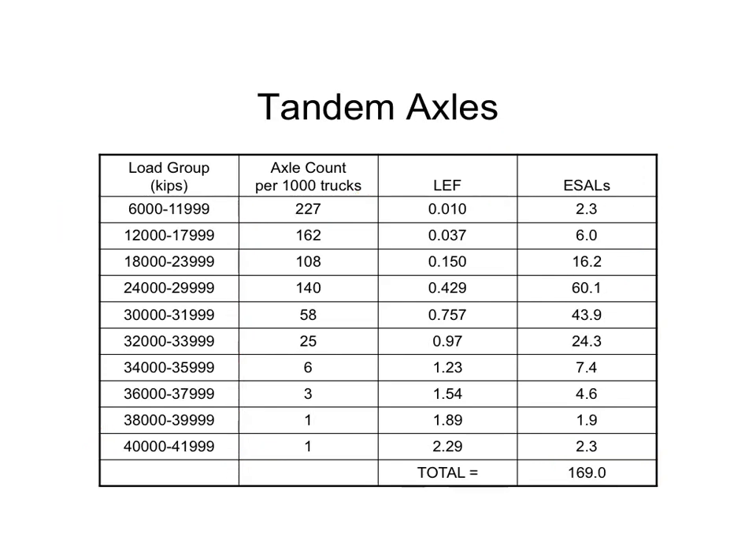Similarly, for the same road, for tandem axle, the data of 1000 trucks is recorded. Here also you have different classes, different configurations or different spectrum of load, and for all load categories you are provided with the number of repetitions of the corresponding load group. For that you can estimate the value of LEF, and by multiplying this LEF with the axle count you will get the equivalent single axle load, and here for 1000 repetitions you get the 169 repetitions made by the standard axle load.